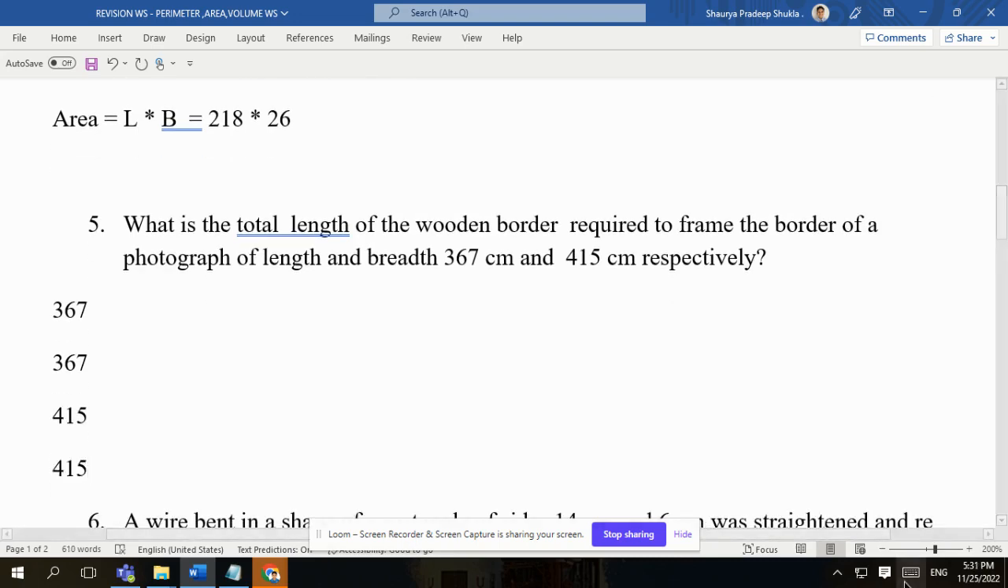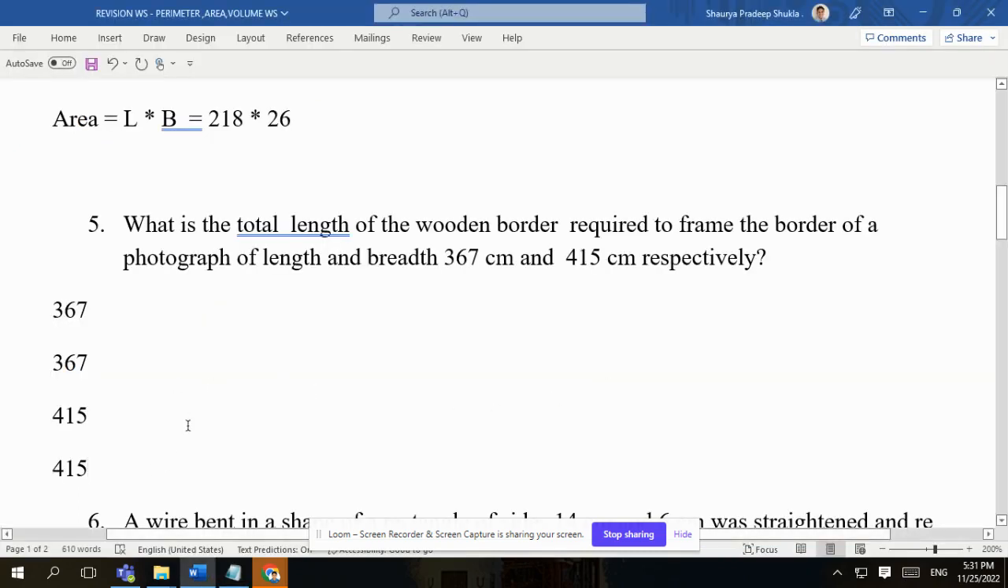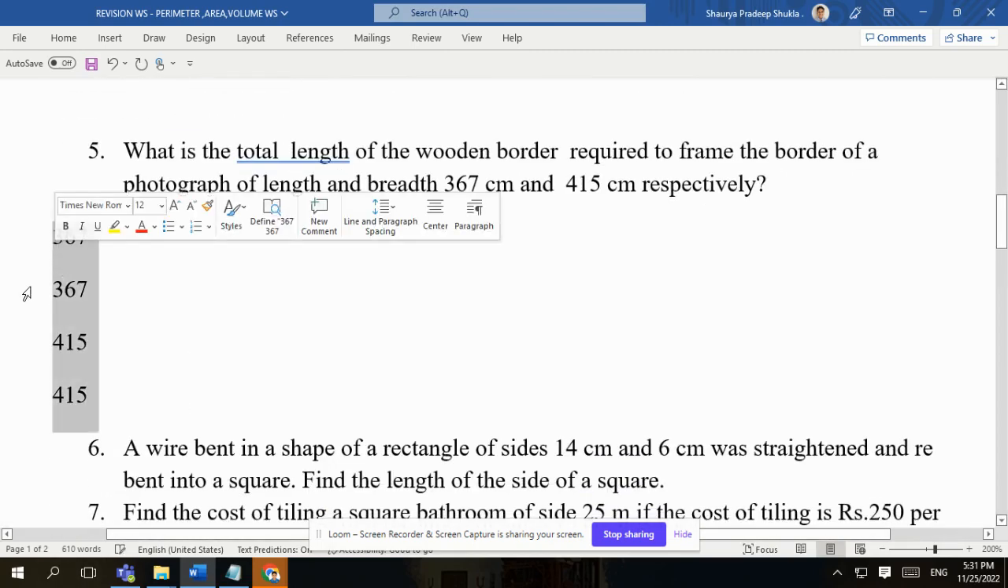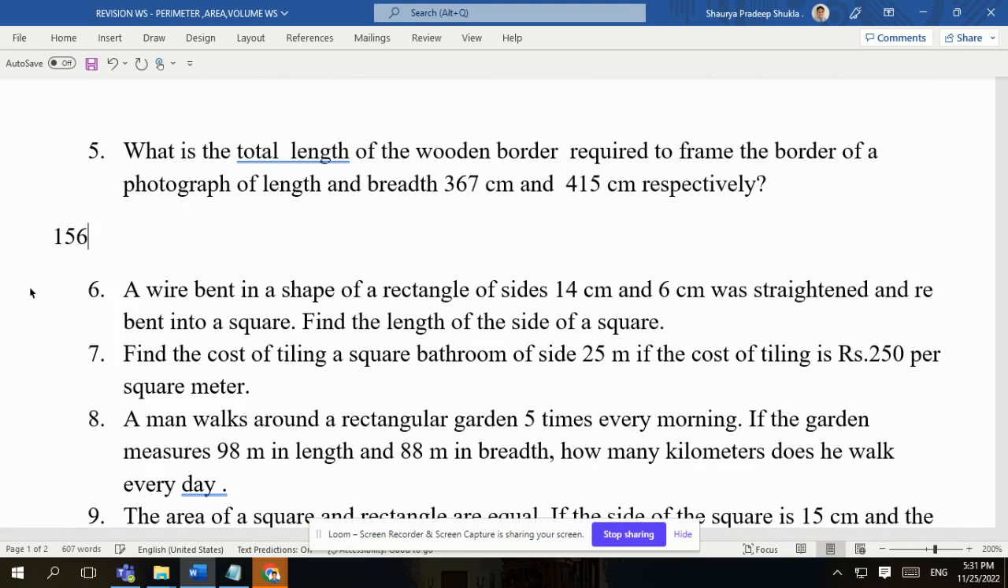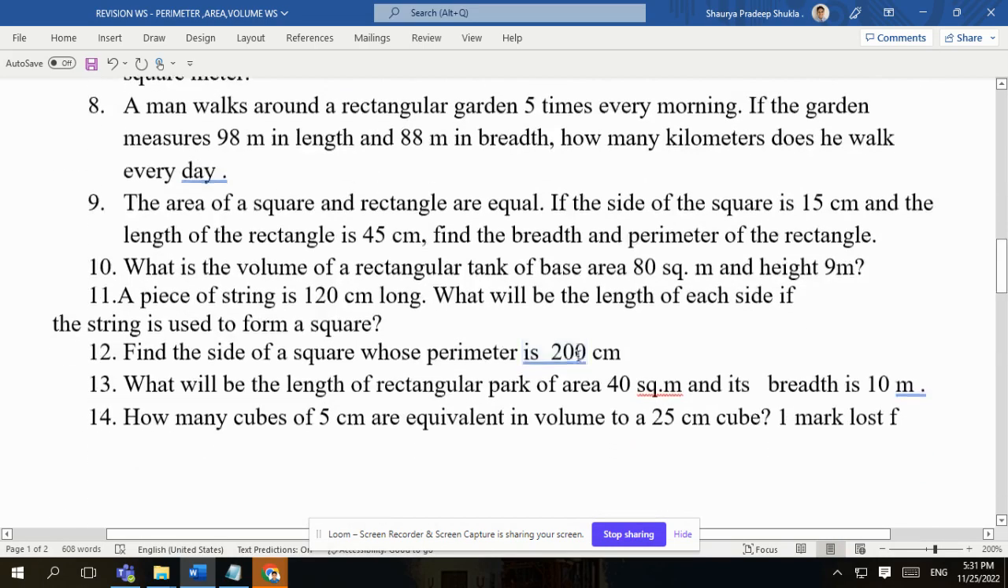Basically, the formula that we are supposed to use here is 2 times (L plus B). If you do all this, I believe the answer is 1564. So let's solve it, guys, and you can get the answer as 1564. All right. What will be the unit over here? The unit will be centimeter as it's mentioned there, and since it's not area, we can just write centimeter. No need to write square.